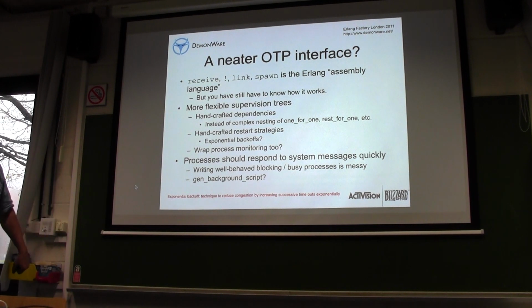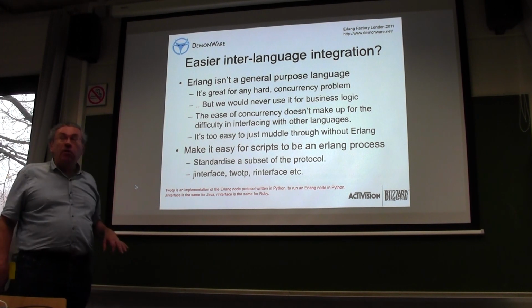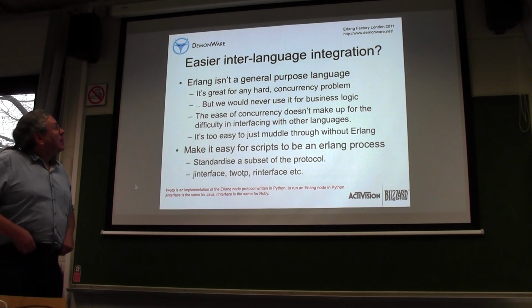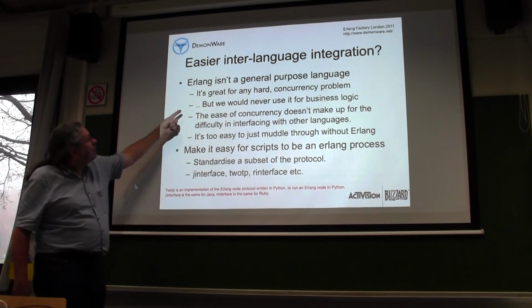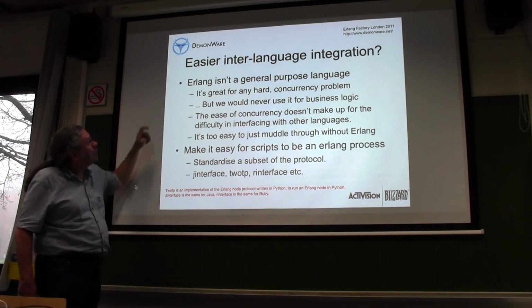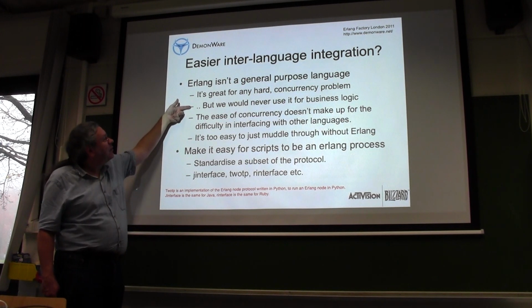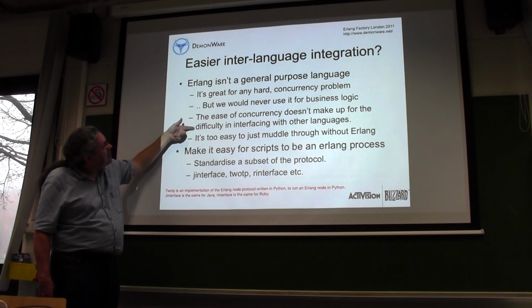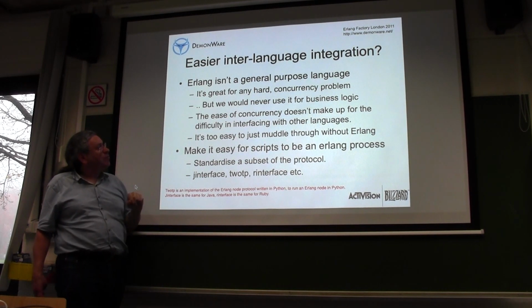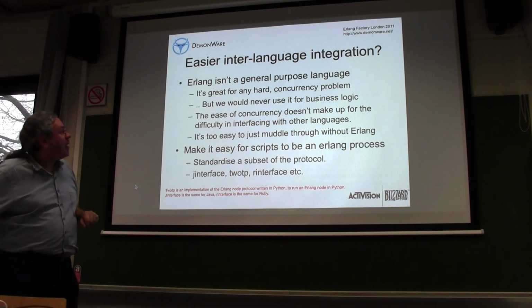So they want more from OTP. Also, what they want is connecting Erlang to other languages. Erlang, for them, is not really general purpose. It's great for concurrency, and hard concurrency, but they would not use it for business logic. They would use something else. The ease of concurrency does not make up for the difficulty in interfacing with other languages. Okay? They want a better interface to other languages.